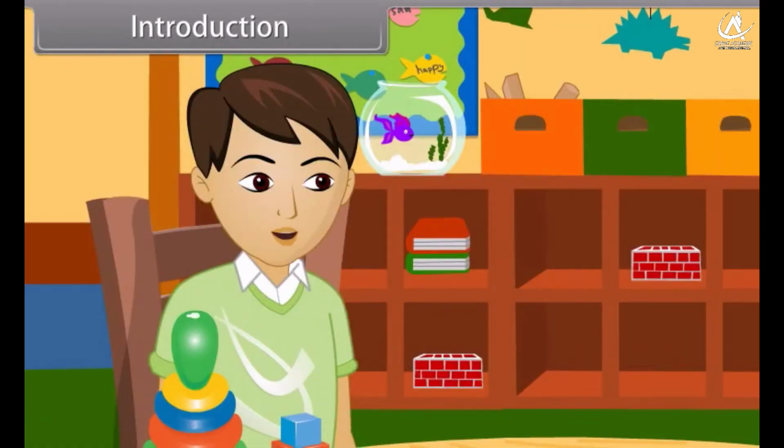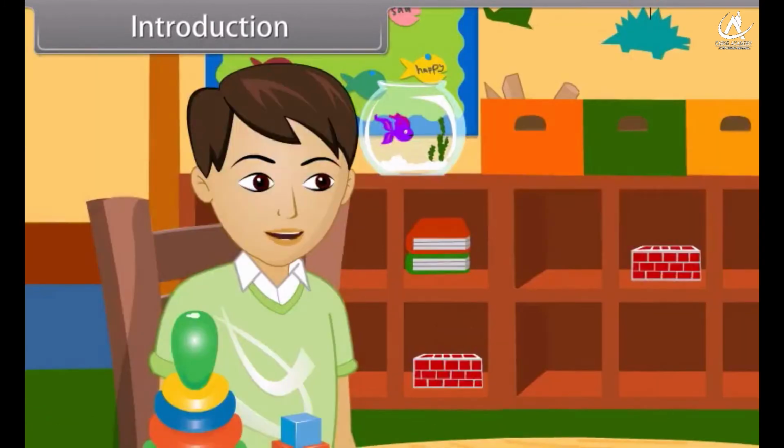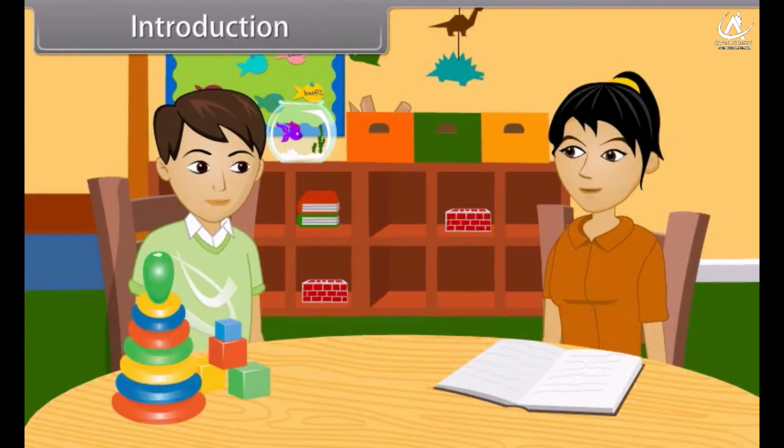Oh, that is interesting. According to the term relation, the two objects or quantities are related if there is a recognizable connection or link between the two objects or quantities. I know that. Tell me more about it. Okay, come with me. I will tell you.